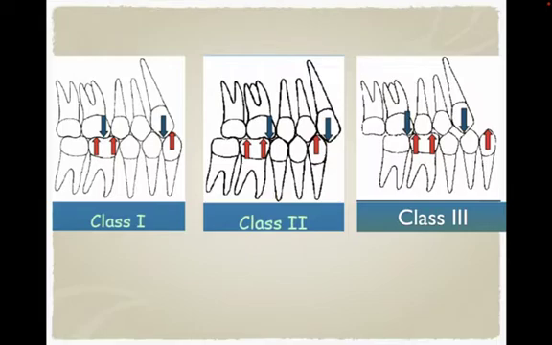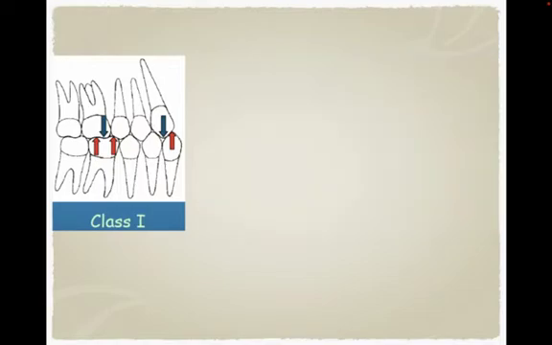However, if the canine did not move the whole distance, just only half of it, we call it cusp to cusp or half unit class 2. Or if it's in a class 3 direction, half unit class 3. That's how we measure half unit class 2 and class 3. What about the molar relationship? In the molar relationship, the mesobuccal cusp of the upper 6 occludes in the buccal groove of the lower 6. Again, we only need to memorize this one.